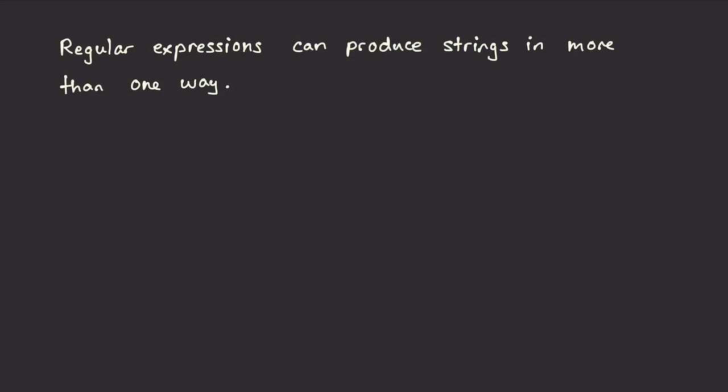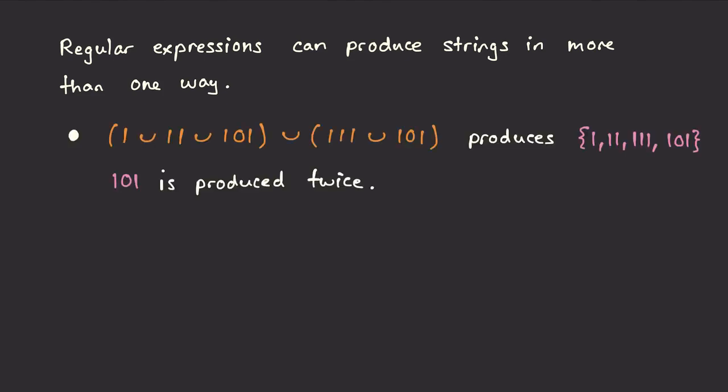The essential problem we'll be contending with is that regular expressions can produce strings in more than one way. The first way this can happen is with the cup symbol. Here I have a regular expression which is the cup of two smaller regular expressions, and both of those smaller regular expressions can produce the string 101. So in the original regular expression, we can think of the string 101 as being produced twice.